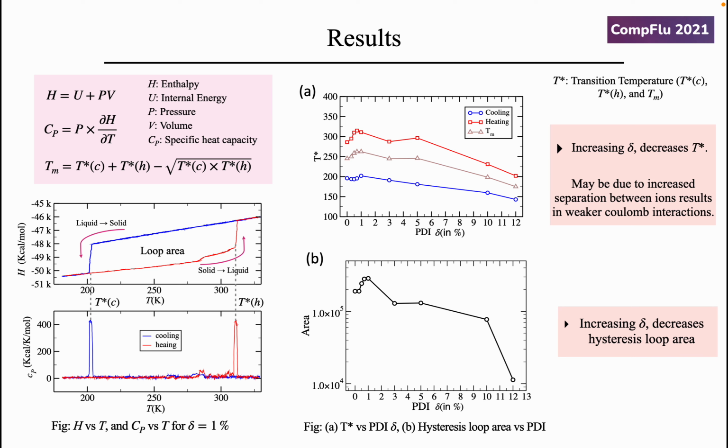These transition temperatures are plotted against polydispersity index as shown in figure A, which is in the middle, and from here we see that with increasing polydispersity index, the transition temperature decreases. This may be due to increased separation between ions resulting in weaker Coulombic interaction. The hysteresis loop area is determined and plotted against polydispersity index. From figure B, we see that increasing polydispersity index decreases the hysteresis loop area.